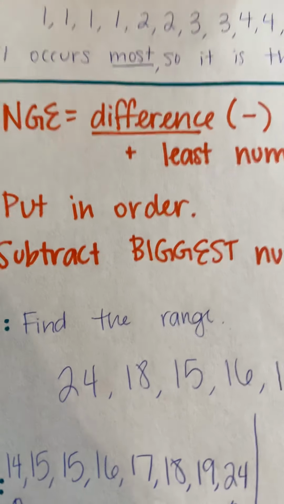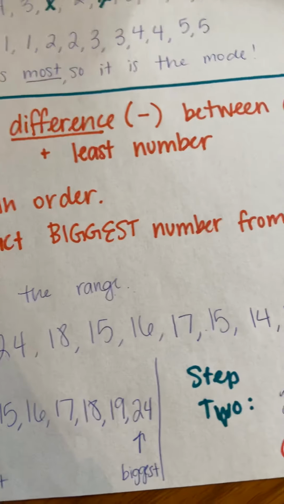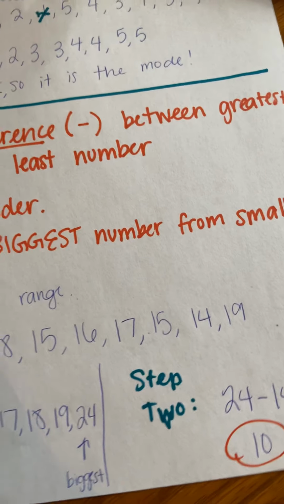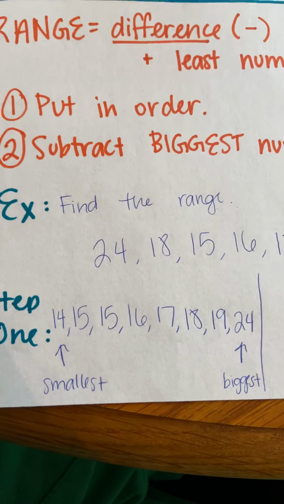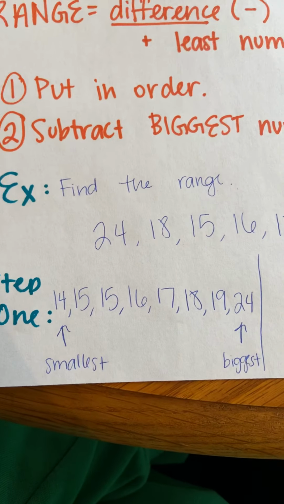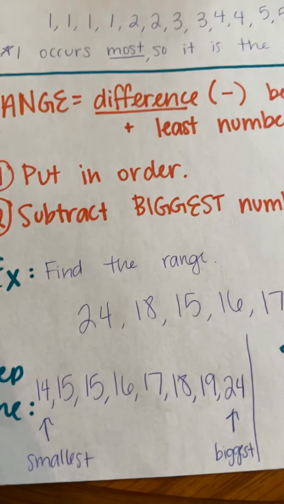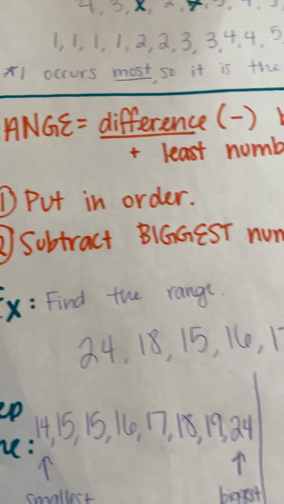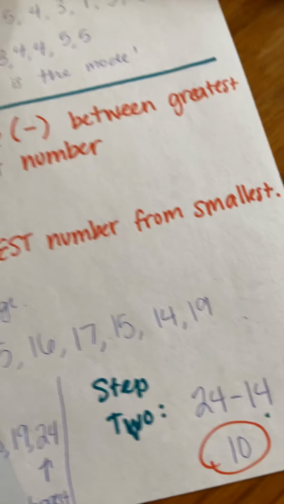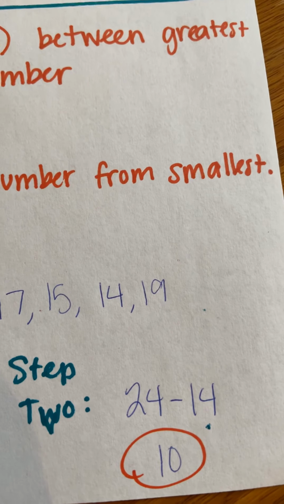So here's my set of data. It says define the range. 24, 18, 15, 16, 17, 15, 14, 19, okay? So step 1, I put them in order, okay? And I even marked on here, okay? 24 is my biggest number and 14 is my smallest number. So then step 2, subtract the biggest number from the smallest. So I'm going to do 24 minus 14 to get 10.